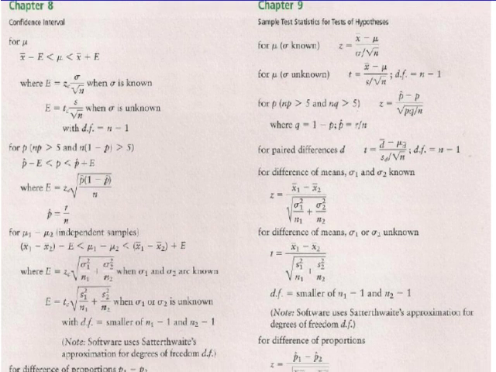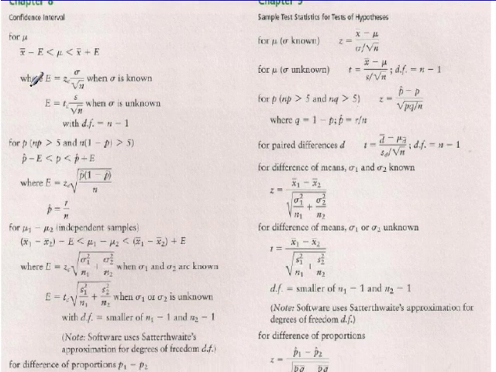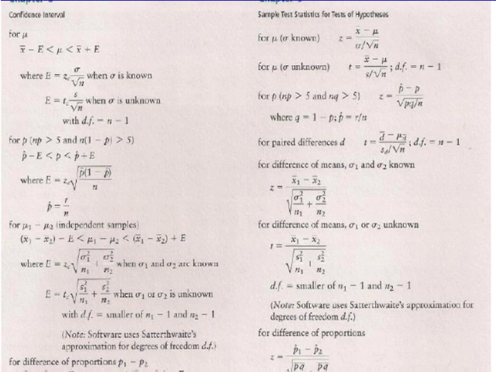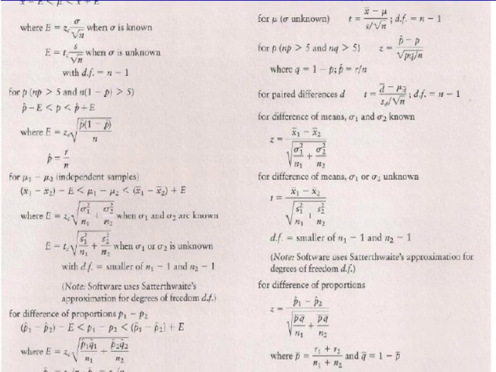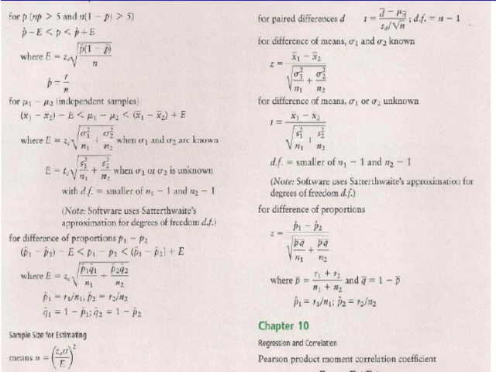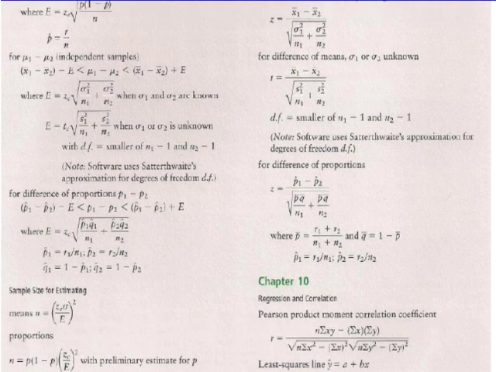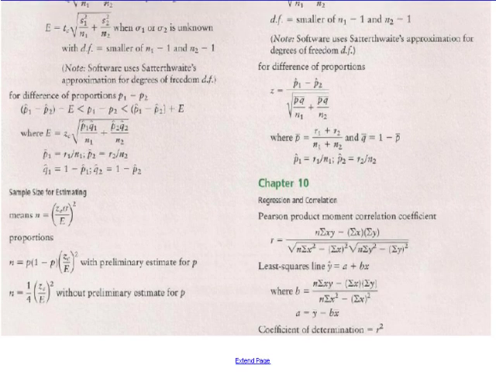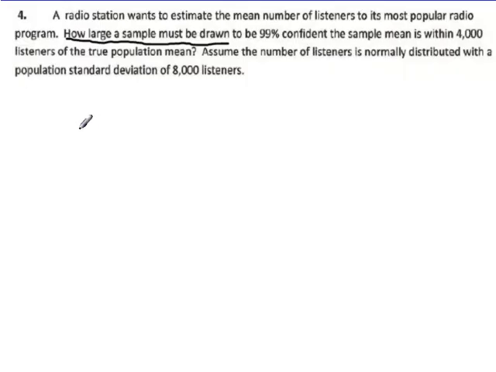So here we have confidence intervals, and we're looking for a formula for n that we could use in order to determine sample size. And here we have it. Sample size for estimating means: n is equal to (Zc sigma over E) quantity squared. So let's copy that down and see if we can apply it to our problem.